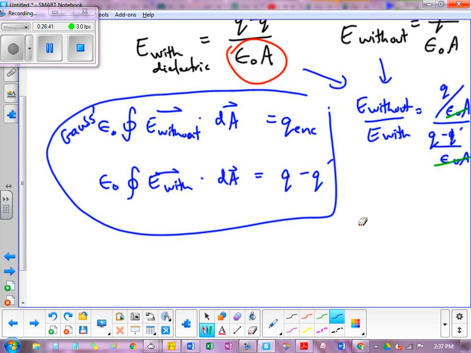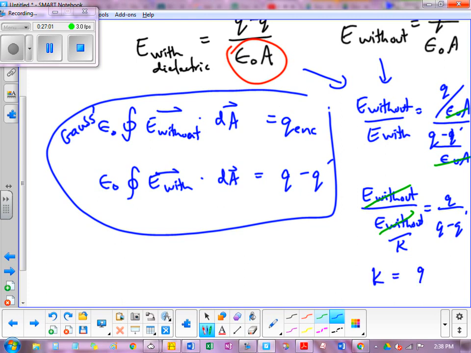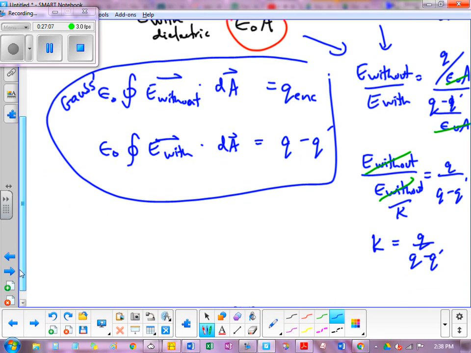Okay, and so right here, E without stays on top. E with is E without over kappa. And this is equal to the simplified right side. And then the E without cancels, and we get kappa equals Q over Q minus Q prime. And isolating the Q minus Q prime, we have Q minus Q prime is Q over kappa, which we'll replace the right side right here.